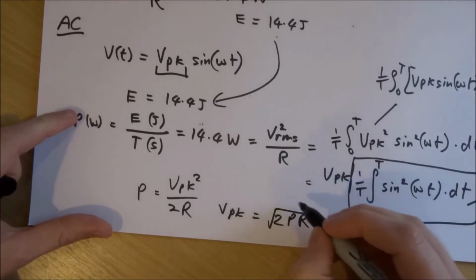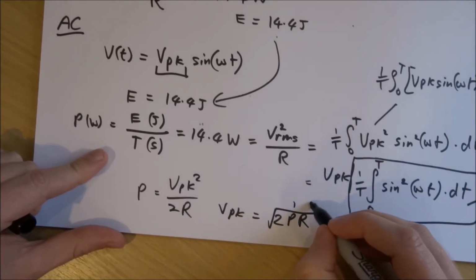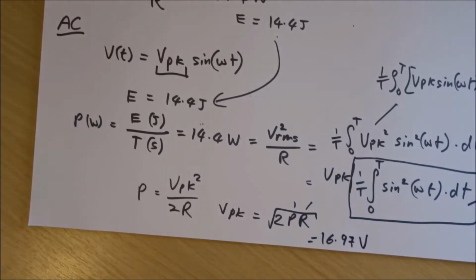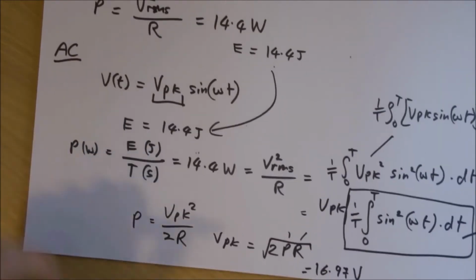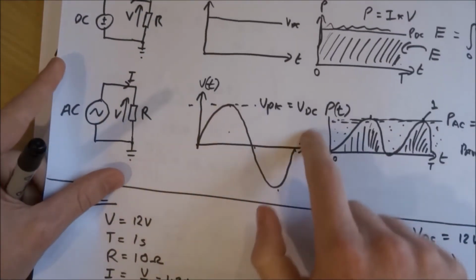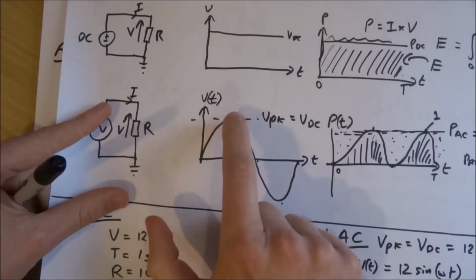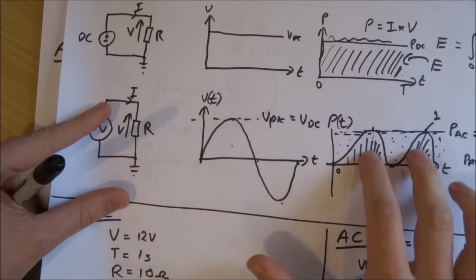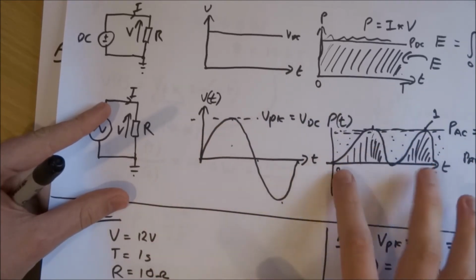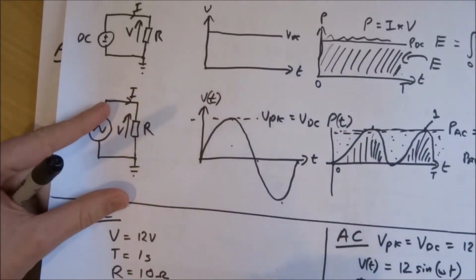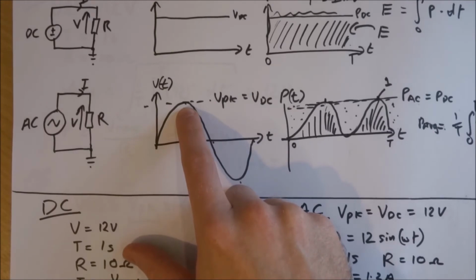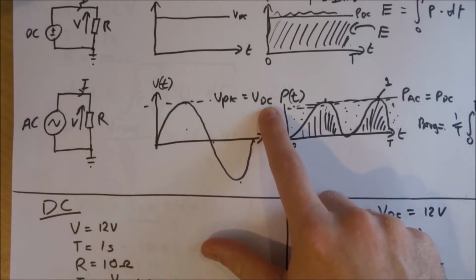If I substitute in 14.4 watts for the power, and 10 ohms for the resistance, the answer comes out at 16.97 volts. So if I'm using a sine wave, I will need to give it a peak amplitude of 16.97 volts in order to dissipate the same energy in that resistor over a time period, capital T, as I did when I just had a DC voltage of 12 volts. If the peak of the sine wave is 16.97 volts, then the RMS of that waveform is 12.